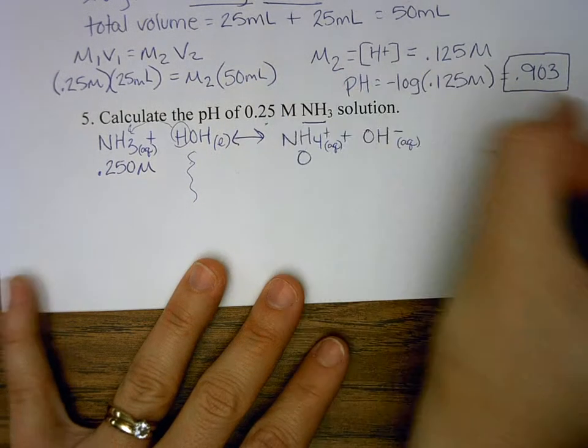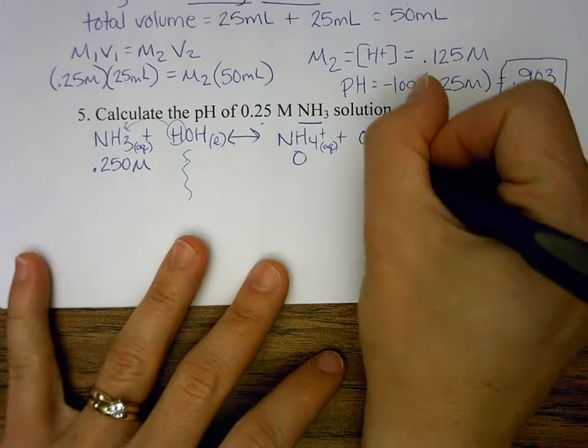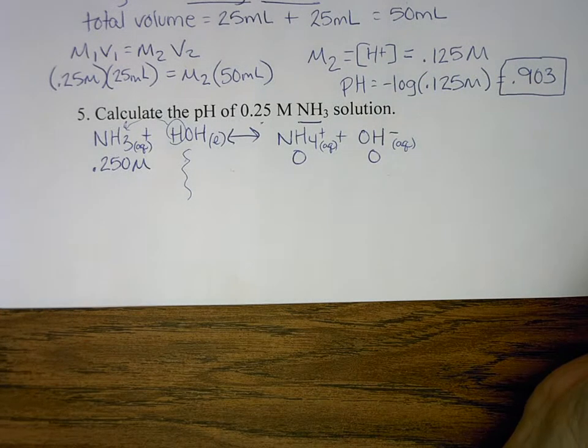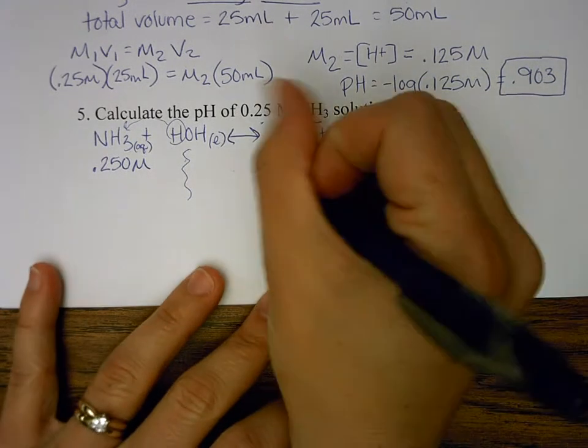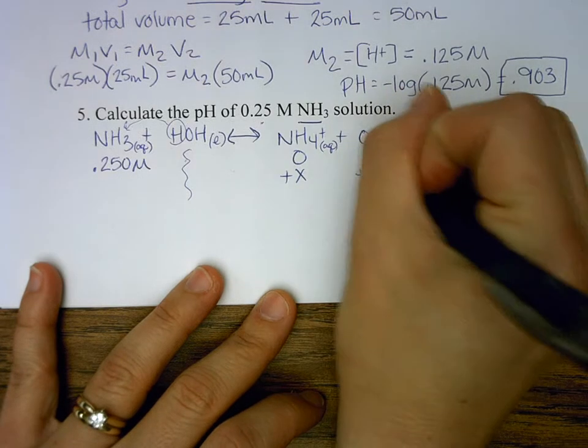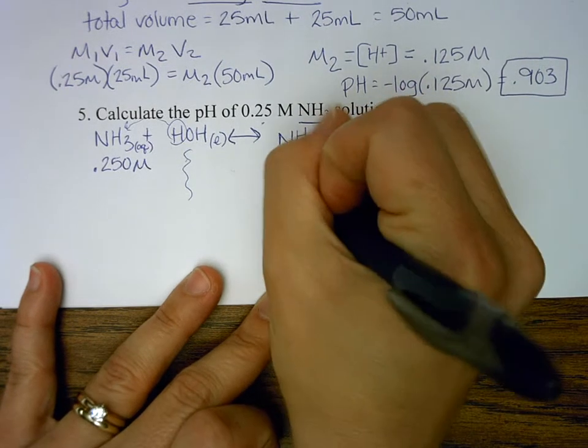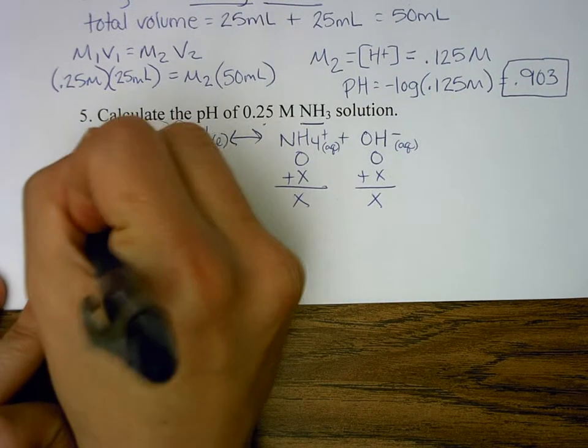Initial concentration of NH4 is 0. Hydroxide is 0. Plus X, and minus X over here.